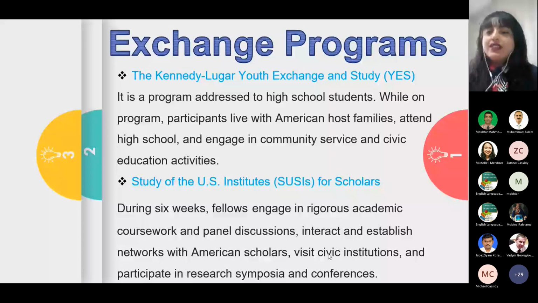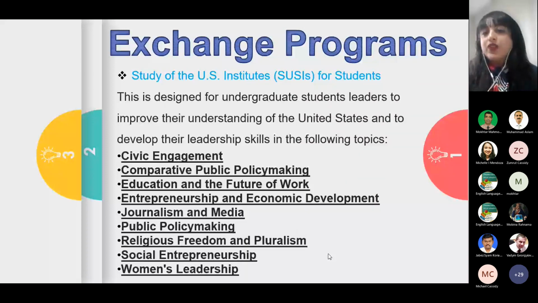There is another one, SUSIs for students, designed for undergraduate student leaders to improve their understanding of the United States and to develop their leadership skills in the following topics. These are very interesting topics like civic engagement and social entrepreneurship and so on and so forth.